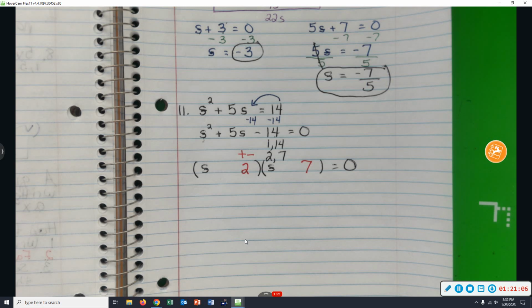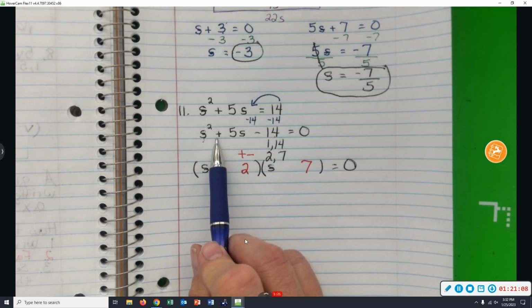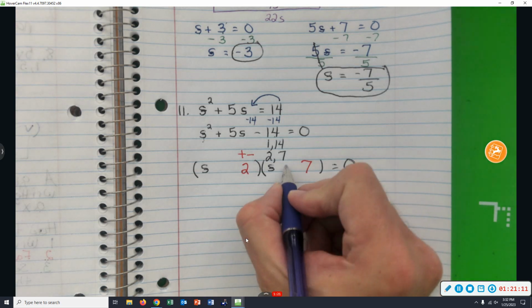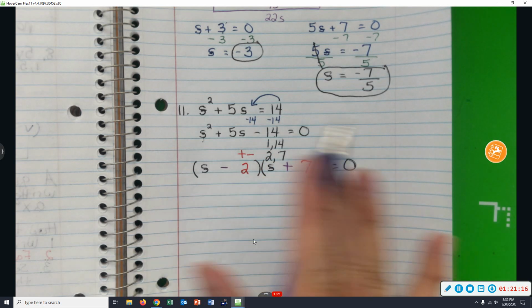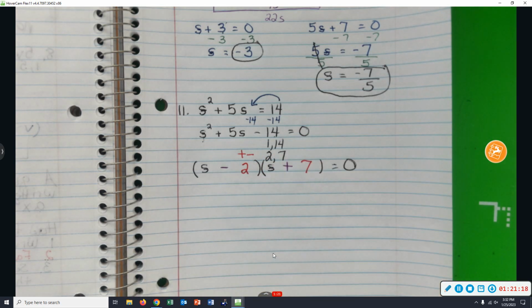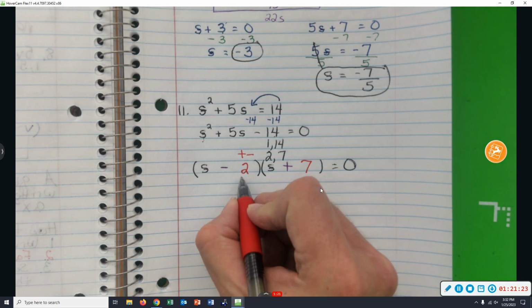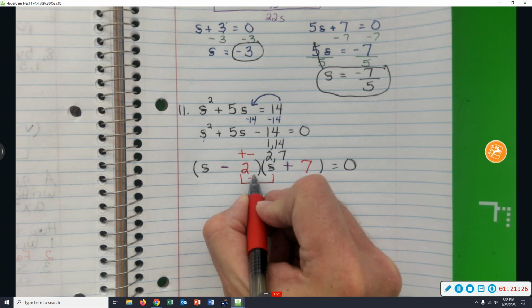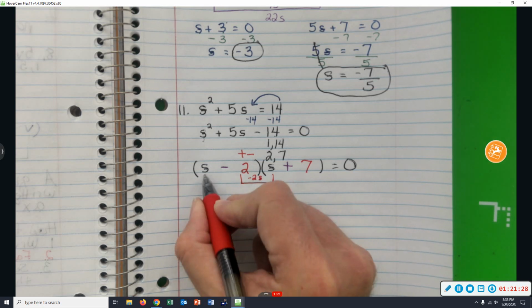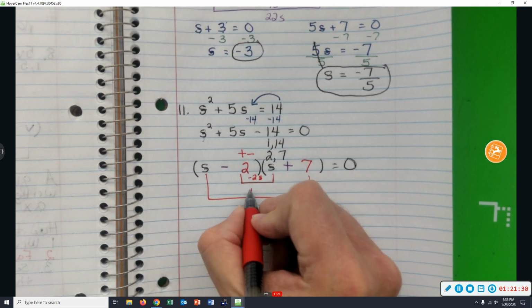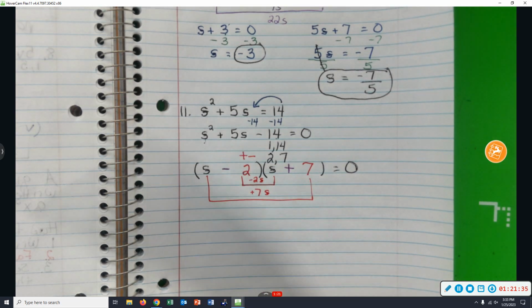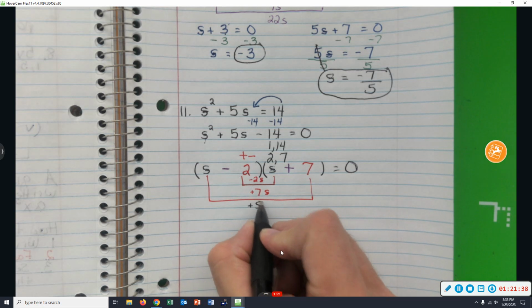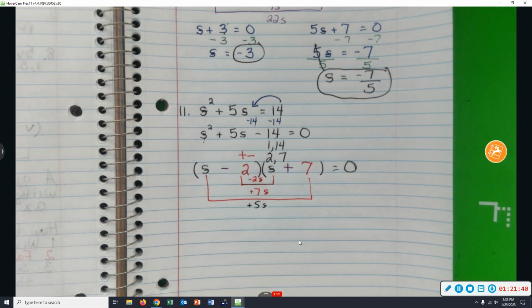Okay. How do I arrange my plus and minus to get a positive 5? Y'all hear that? Positive 7, negative 2. You see it? Much easier to factor. Show the outer and inner. You see, we'd have a negative 2s and a positive 7s, giving us a positive 5s. Negative 2 plus 7 gives me a positive 5.